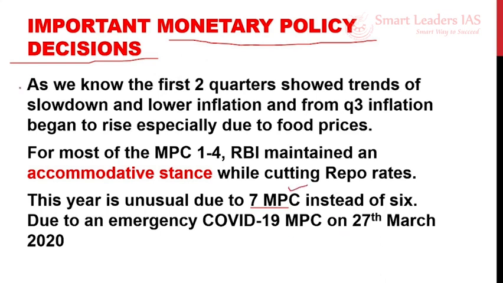But if you see throughout all the monetary policy committees, from monetary policy committee 1 to 4, till the 4th monetary policy committee in December, every time the monetary policy committee met, the RBI has been cutting the repo rate, which means it has been taking a policy of monetary expansion. Why monetary expansion? Because growth is falling, it is feeling that credit is not taking hit, so it has to pump in more money.